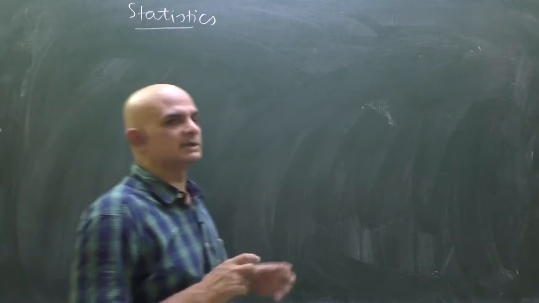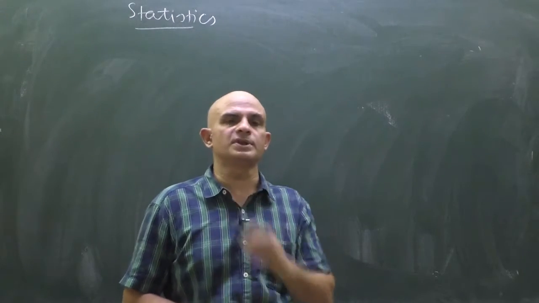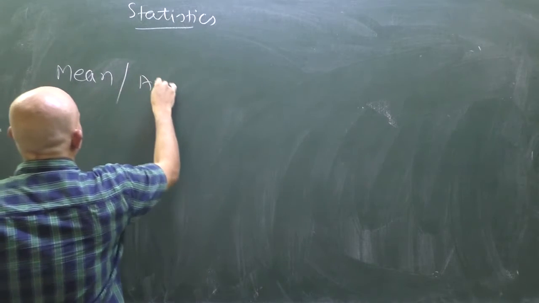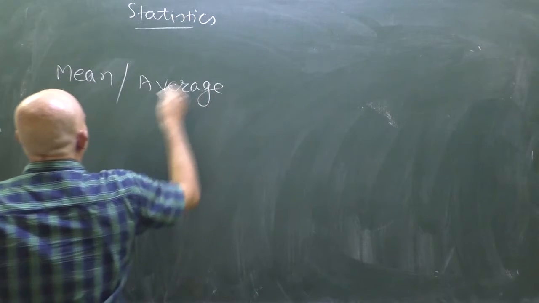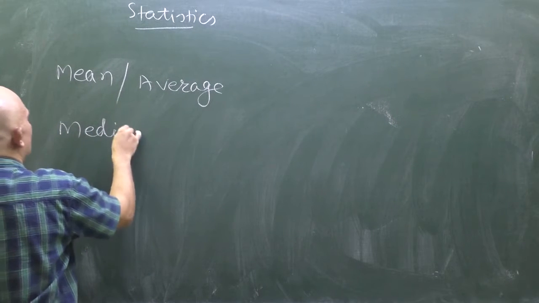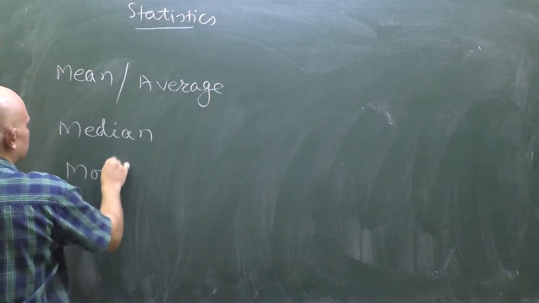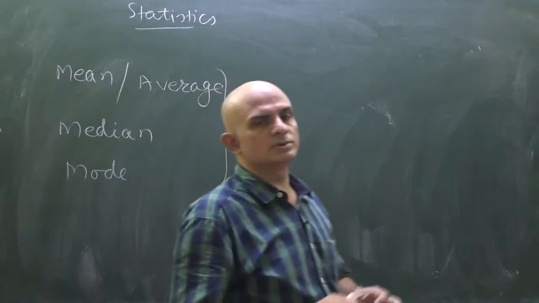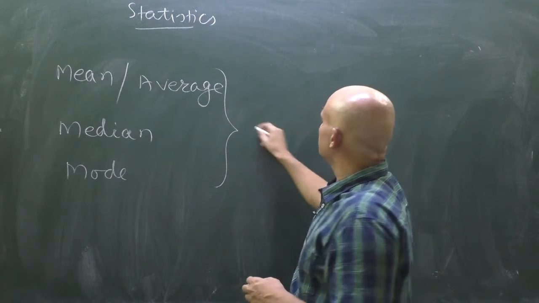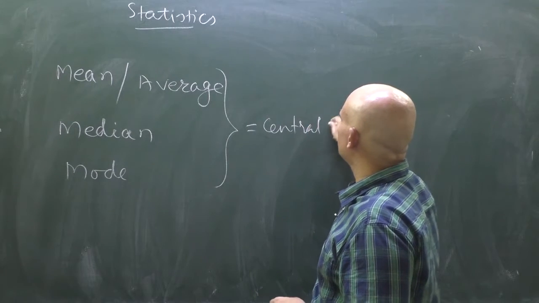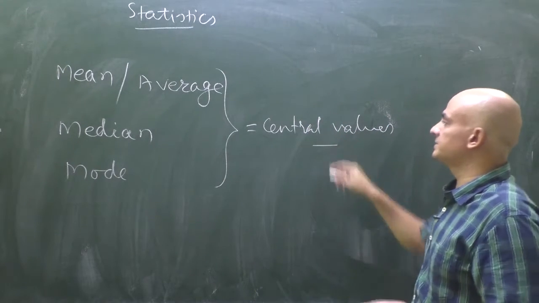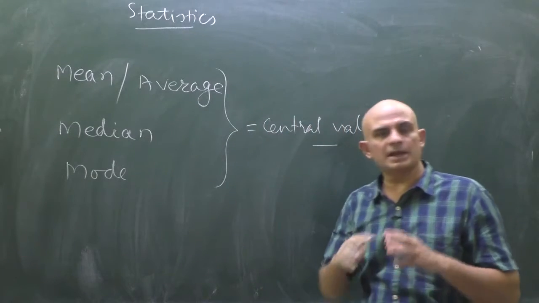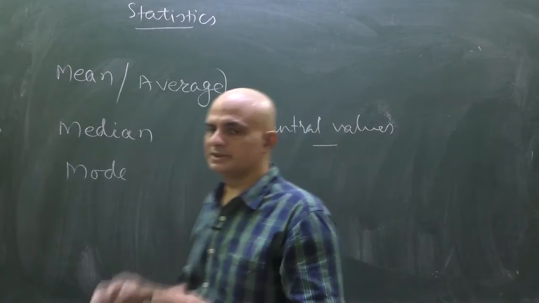In statistics of class 9 we are supposed to concentrate on three things: mean, and sometimes this mean is known as average, median and mode. These all are called central tendencies or central values, and sometimes they are called middle values. So what are these values and why are we studying these three things?